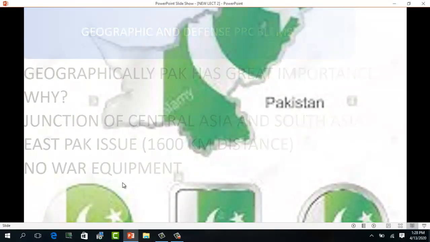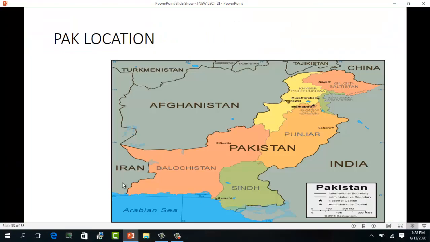Look at the map. This is the map of Pakistan. On one side, China and India are located. Here is China, and here India is located. On the other side, Iran is located, and on this side Afghanistan is located. In the south of Pakistan is the Arabian Sea.